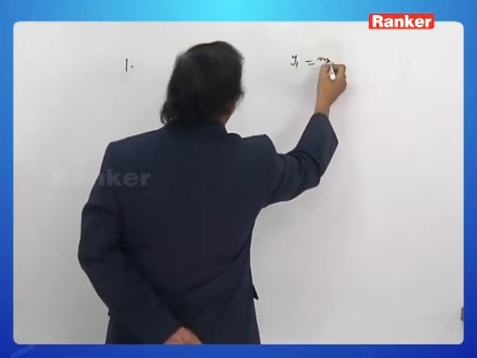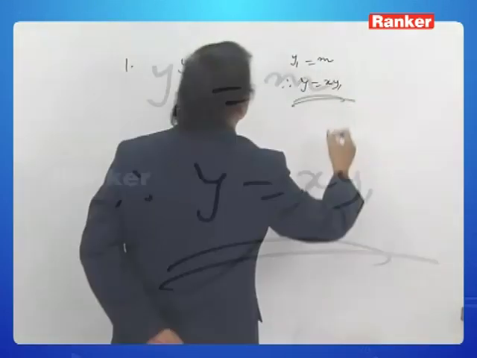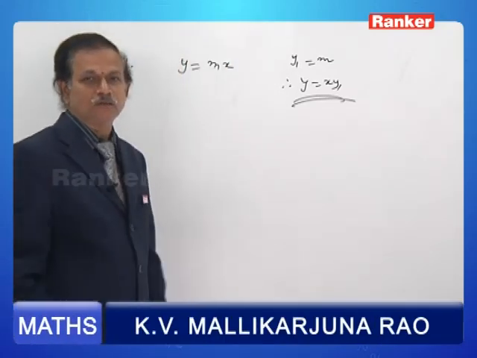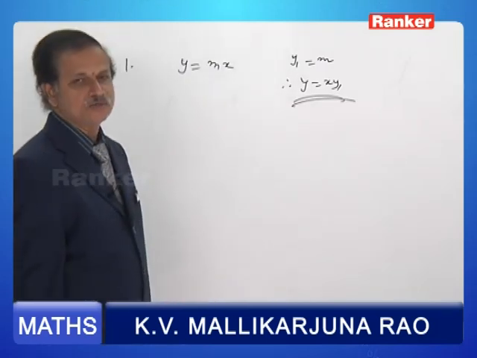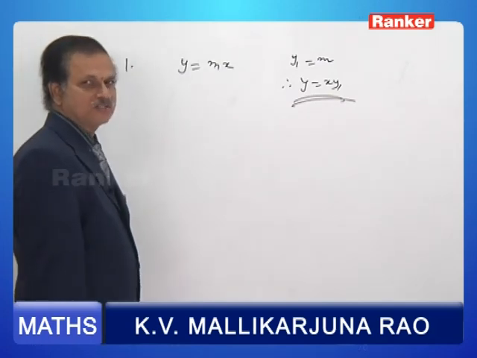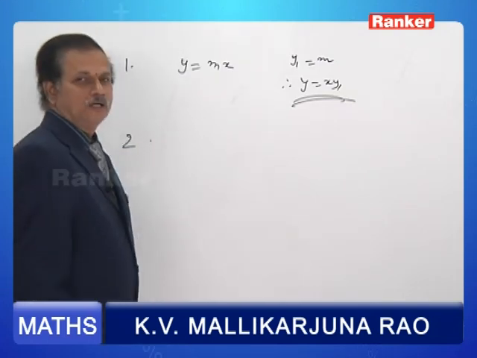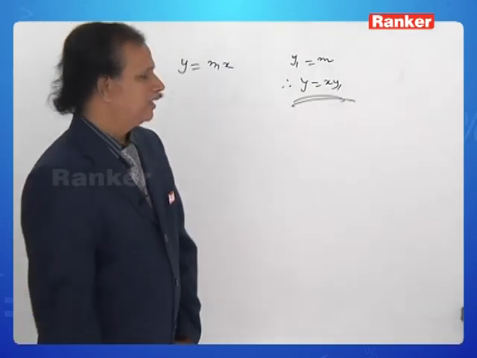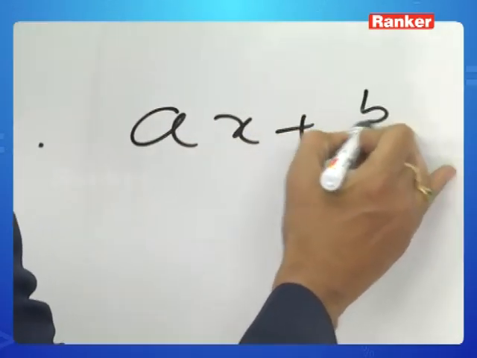What is the differential equation for this straight line? y1 is equal to m. Therefore, y is equal to xy1. No constant is given in brackets to be eliminated. We have to understand that m is to be eliminated. So what is the equation? y is equal to xy1 is the differential equation. And then number 2. Equation of the straight lines passing through origin we have known. General equation of a straight line: ax plus by plus c is equal to 0.